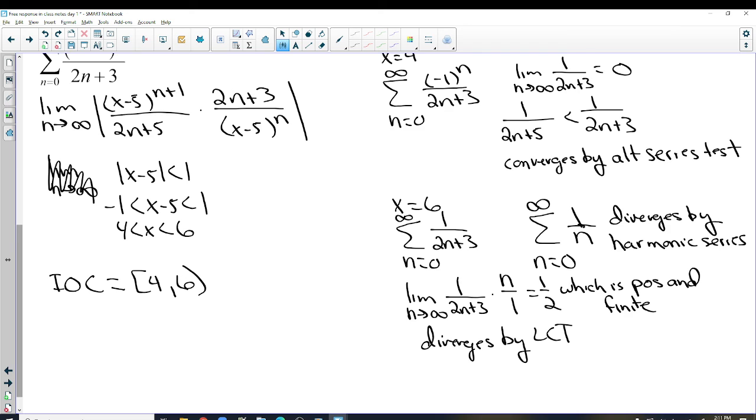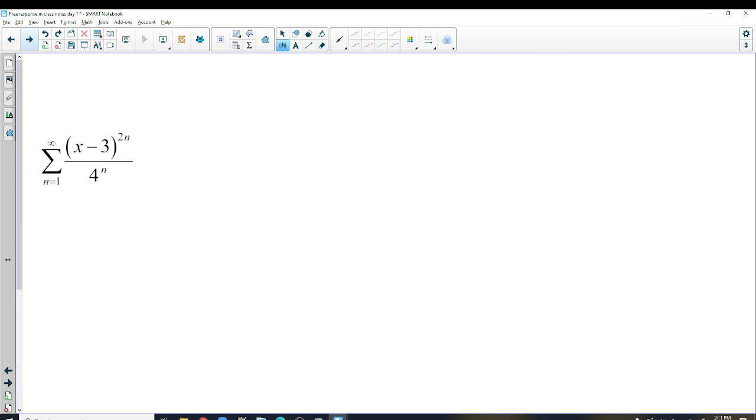Everybody good there? All right, last one, here we go. What do you see? Yeah, it's geometric, isn't it? Yeah, this one goes real quick. It's a little tricky, though. With the 2n, it's a little tricky.